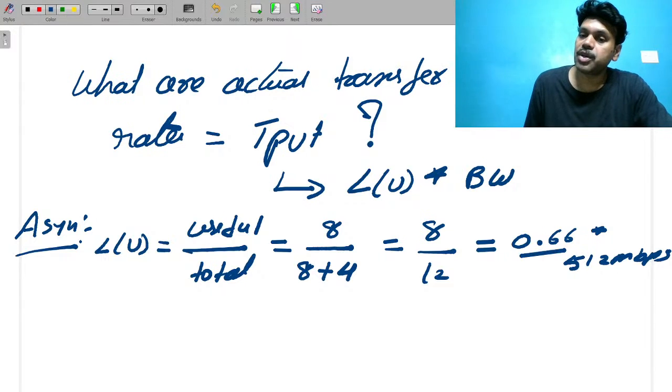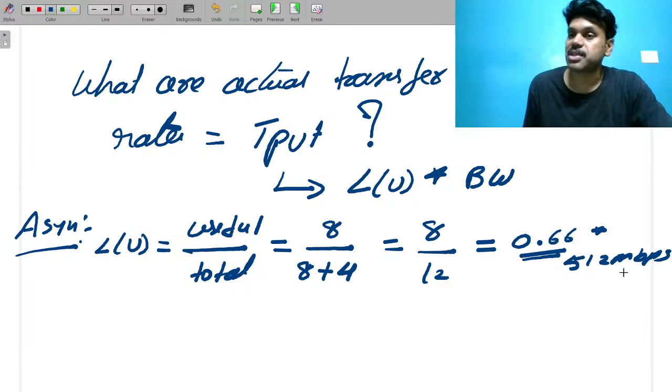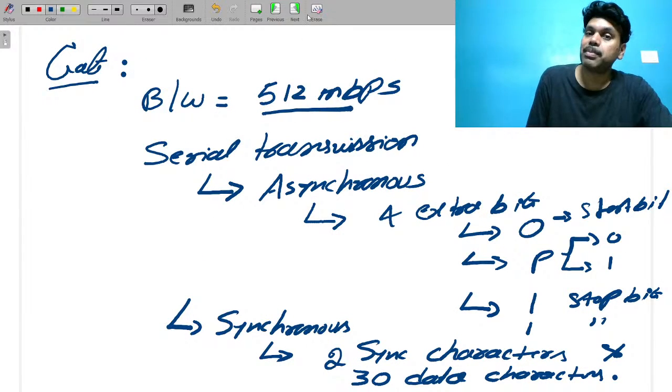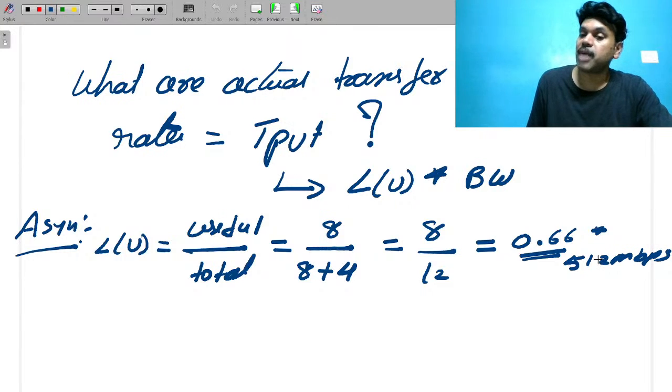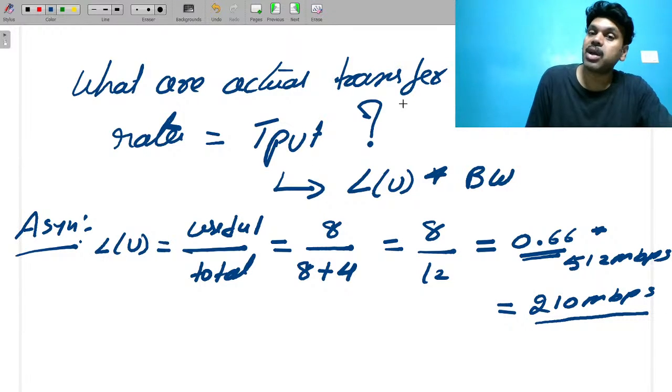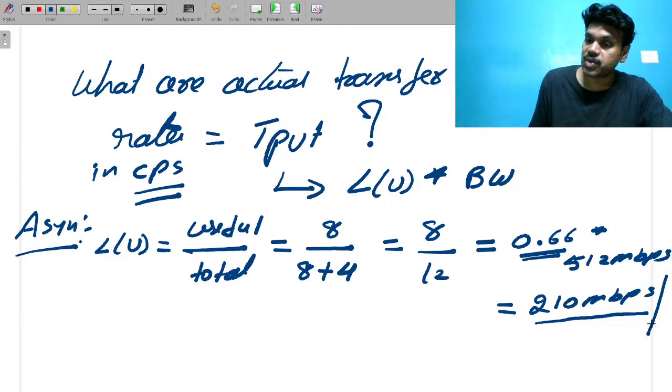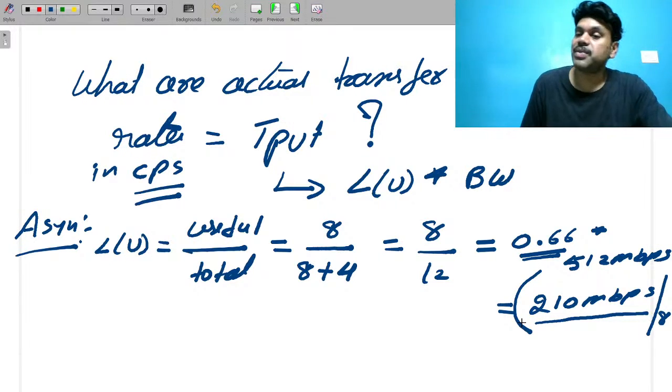0.66 is nearest to 50%, so it may be roughly 200 Mbps. That is your throughput. I have a 512 Mbps channel, but because you are sending extra characters, I'm going to give you only roughly 210 Mbps, approximately. If you ask for the actual transfer rate in characters per second, characters per second means bytes per second, so you divide this by 8 to get bytes per second or characters per second.